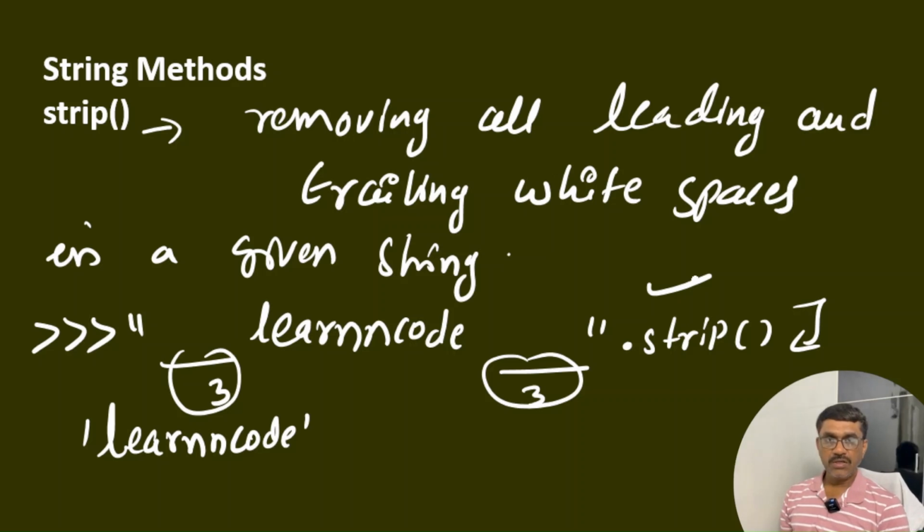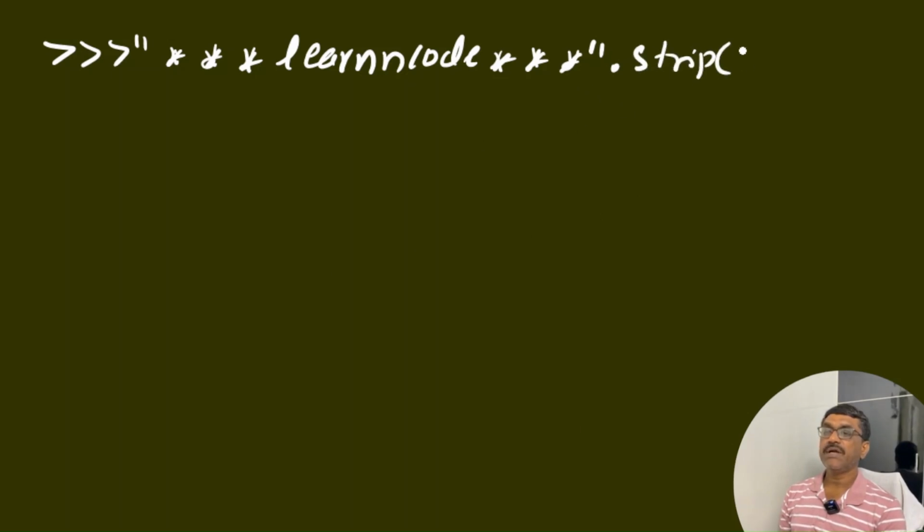Now, not only removing the leading spaces and at the same time trailing spaces, the strip method is also used to remove characters, maybe the leading characters as well as the trailing characters. That we will see as a second example. Now let us take an example at the Python shell. In double quotes, I'm mentioning three stars. After that, I'm typing the string learn and code. After that, again, I'm typing three stars, closing the double quotes, and putting a dot. After this, I'm using the method strip. In brackets, again, I'm using in single quotes the character star.